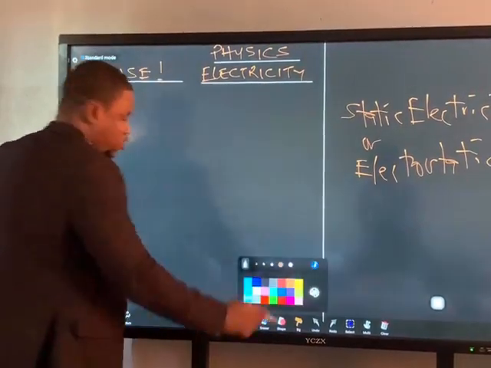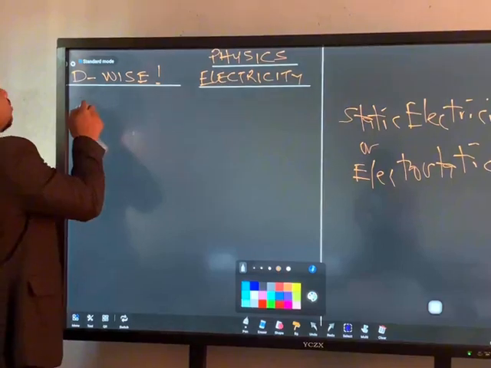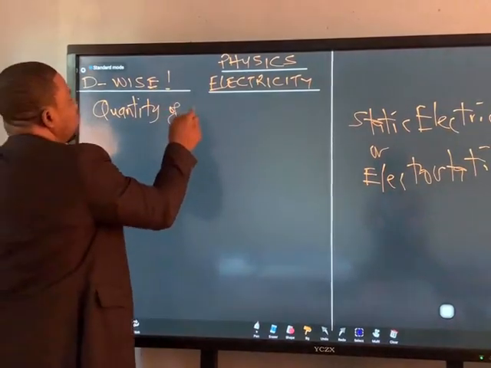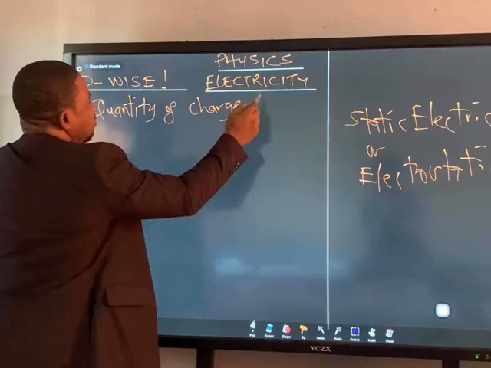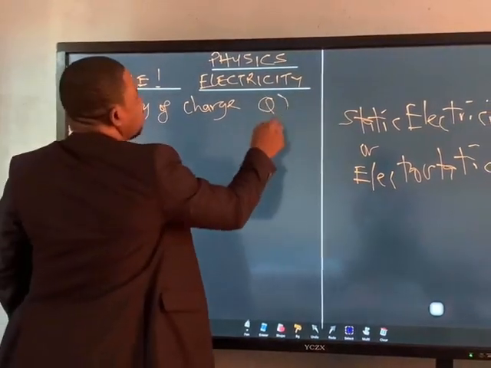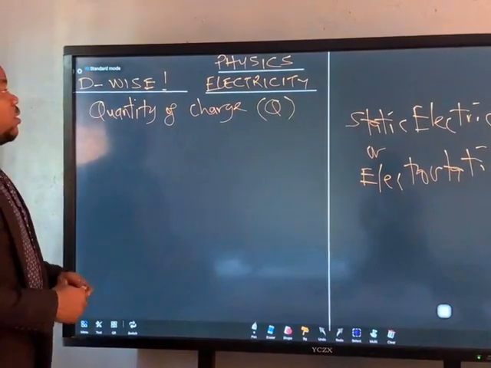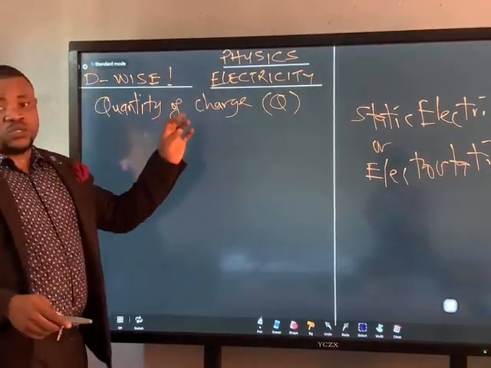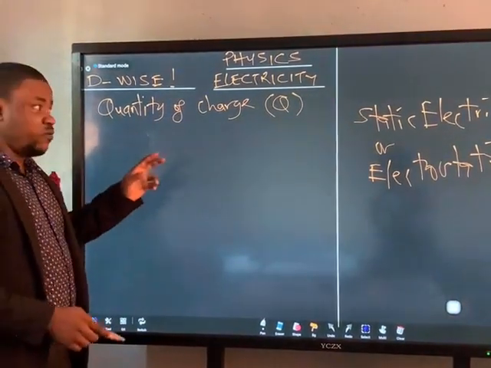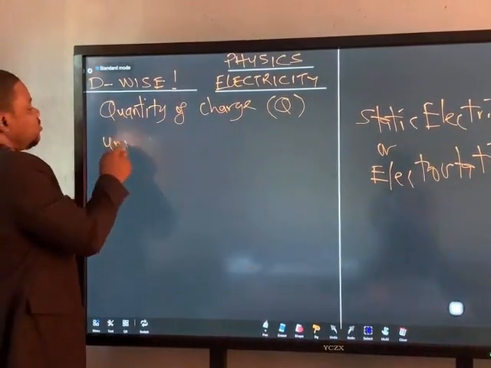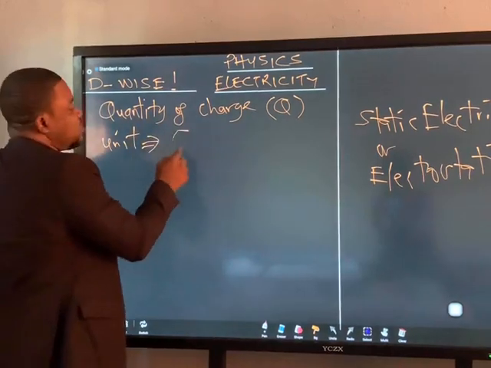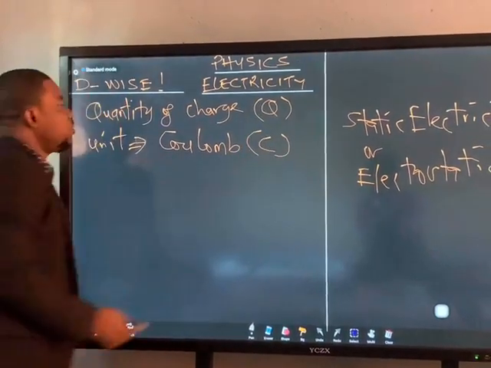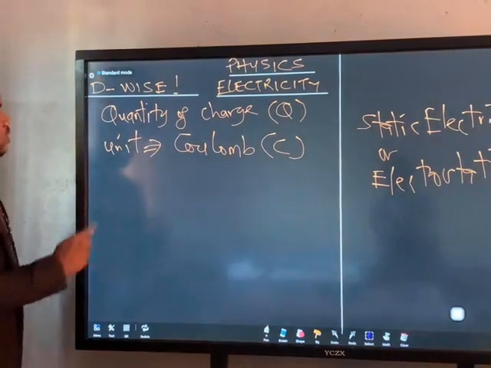The first thing I want to talk about is the quantity of charge. The symbol for that is Q. The amount of charge that a body possesses is referred to as what now? The quantity of what? Of charge. And the unit for quantity of charge is Coulomb. Right?